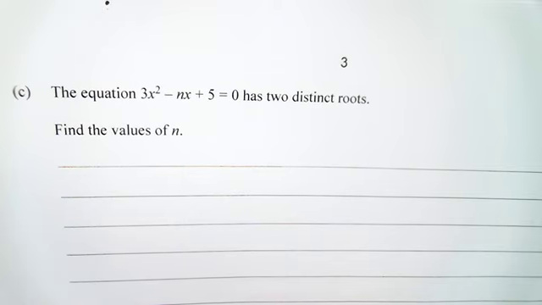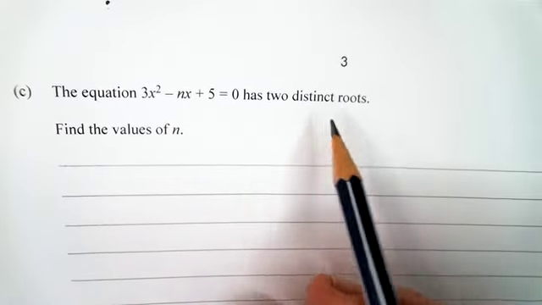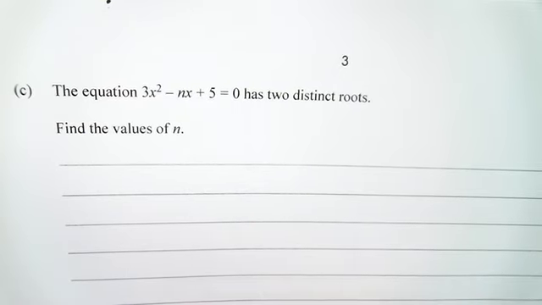All right, let's have a look at question 1c. So this is from the 2014 NCEA 2 exam, the Algebra final. And we've got question 1c, which says the equation has two distinct real roots, or two distinct roots. Find the values of n.